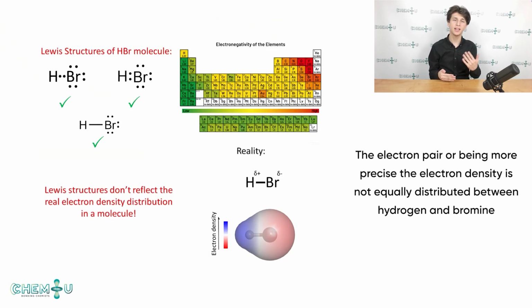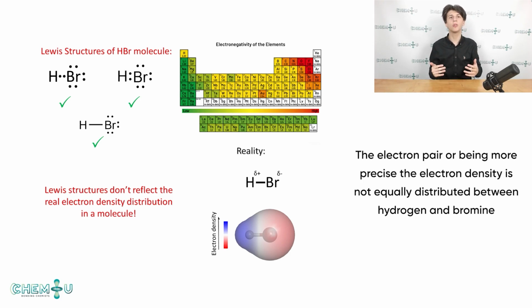It means that the electron pair, or to be more precise the electron density, is not equally distributed between hydrogen and bromine. It is concentrated more on the bromine atom. But the Lewis structures don't give any clue about this unequal distribution. By the way, chemists and physicists call this phenomenon polarization.